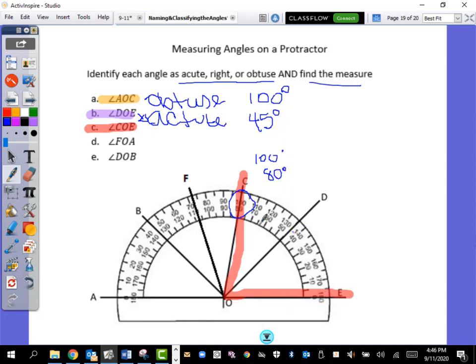So now for this angle, is it an acute, right, or an obtuse? This angle is an acute. So I'll write an acute. Remember, an acute is less than 90 degrees. So is it measured 100 or is it measured 80? The correct answer will be 80 degrees.